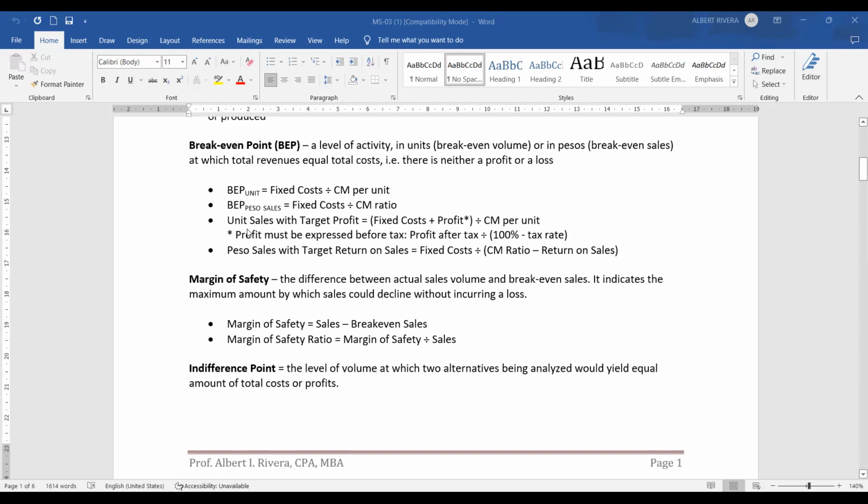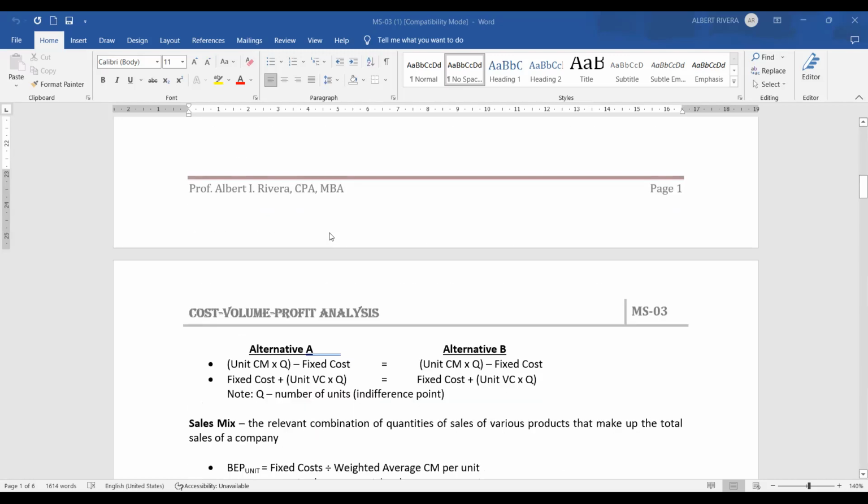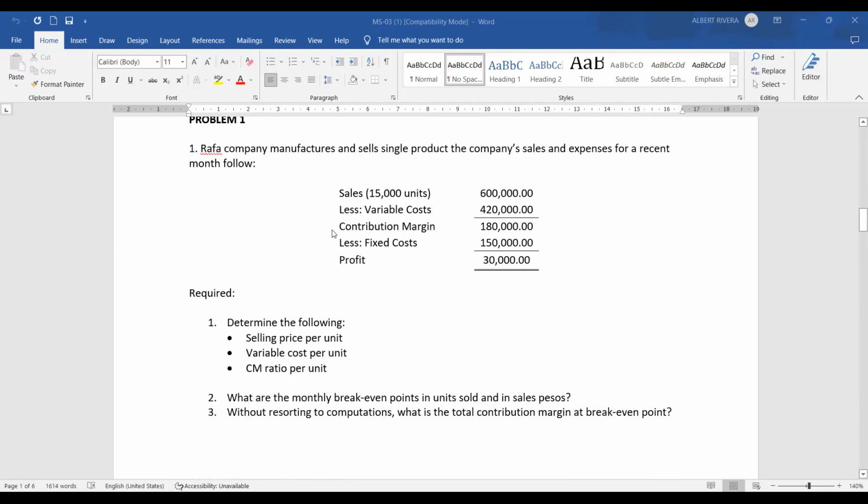It is better to discuss that when we have the problems later on. And I will reserve bullet number 3, because this can be better discussed using the problem. So let's start with problem number 1 here.